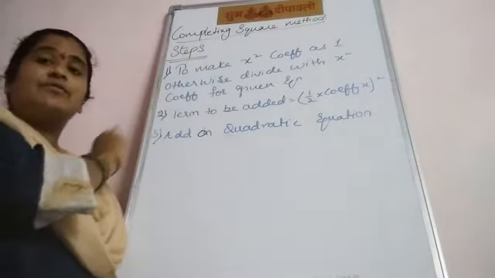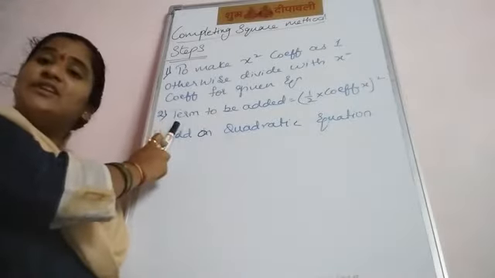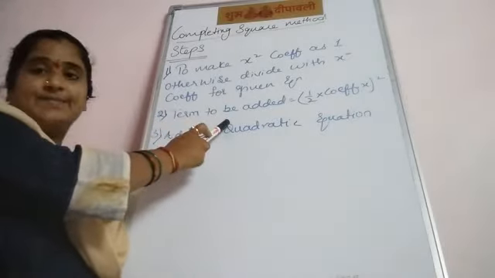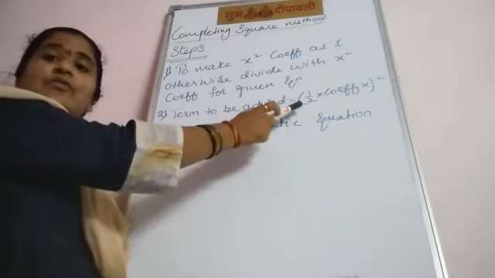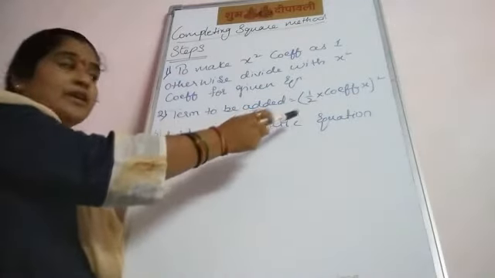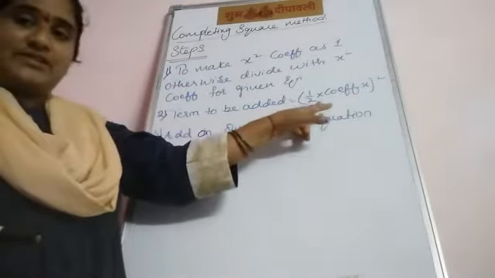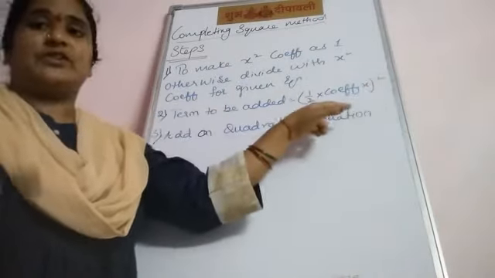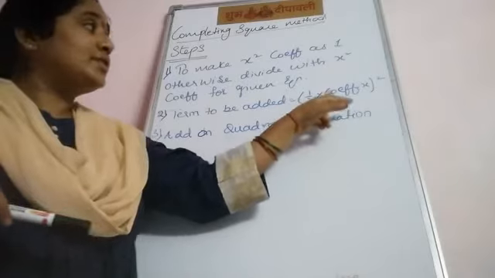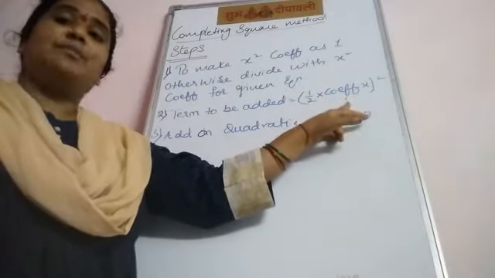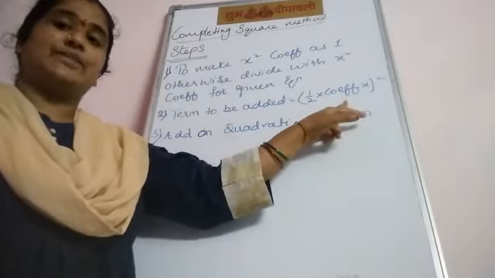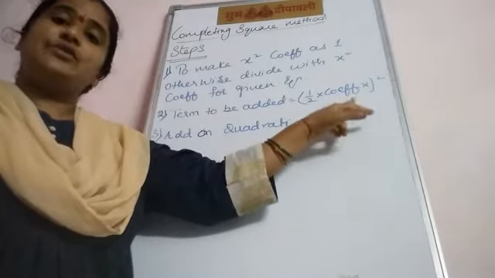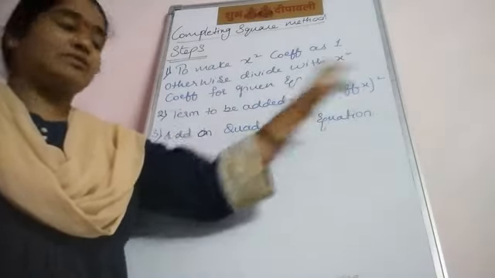Second step, what? Formula. Formula what? Term to be added: half into the coefficient of x, whole square. Here you will make a mistake. Here the whole square is there. You will take the x square coefficient. That is wrong. Here you have to take the coefficient of x, the middle term coefficient. Half into the coefficient of x, whole square.